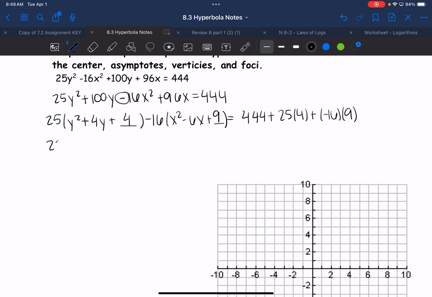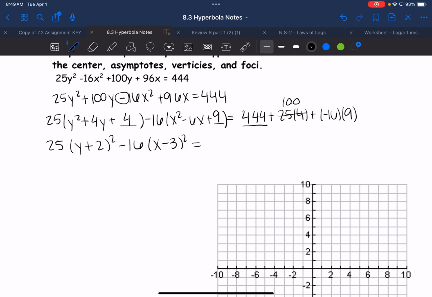so now we're going to simplify. We've got our coefficient of 25, and that first term can be rewritten as y plus 2 squared. Very good. My second term has the coefficient negative 16 and can be written as x minus 3, quantity squared. Very good. Okay. All right, and then over here we've got 444 plus 25 times 4, which is really just 100. So that'd be 544, right?